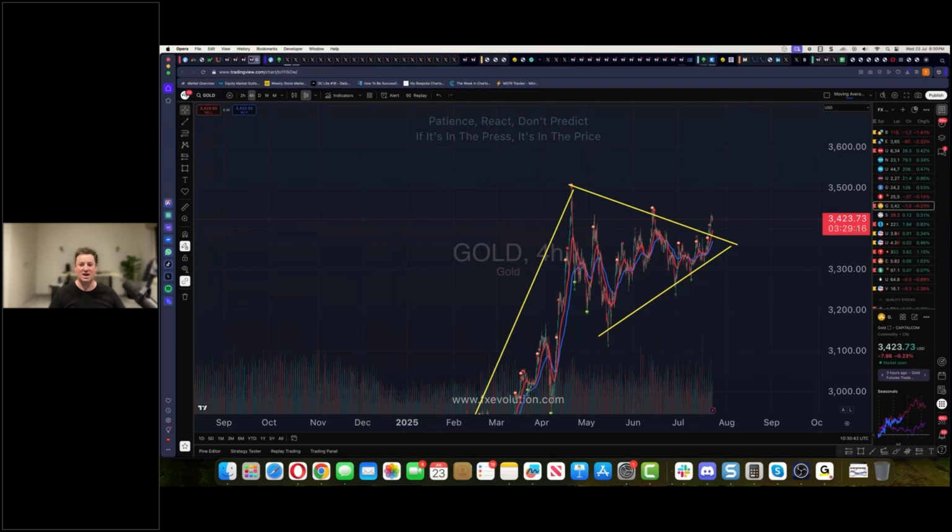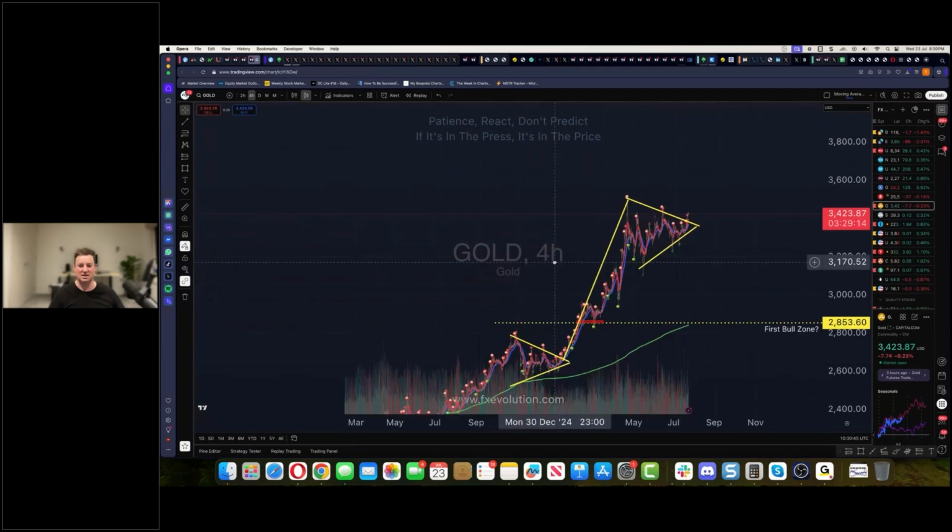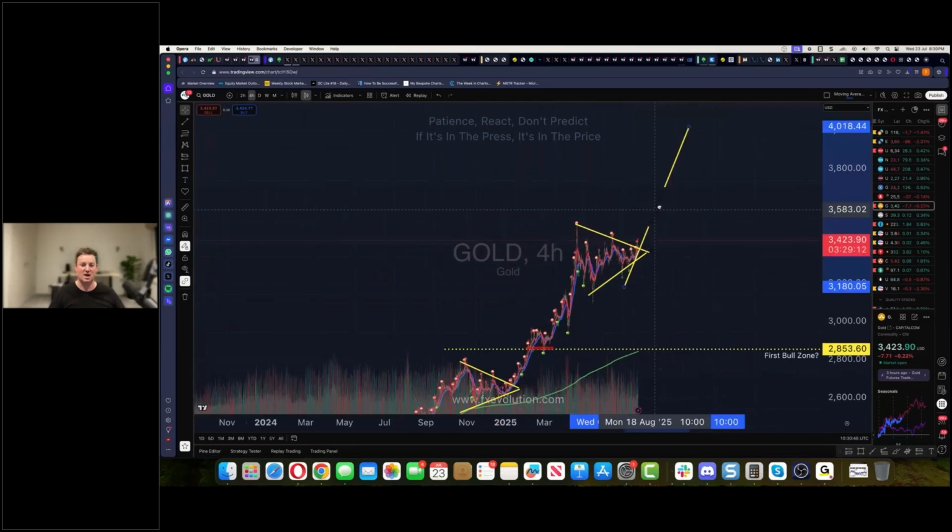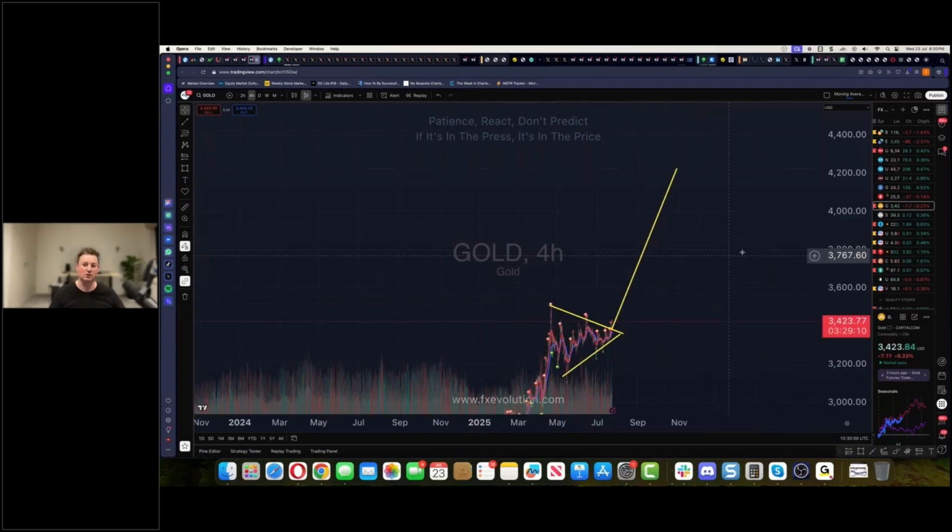So the other thing that we would do is, because this is another pennant, if this market did break out, and I'm not saying that you should go buy gold and, oh my goodness, it's going here.